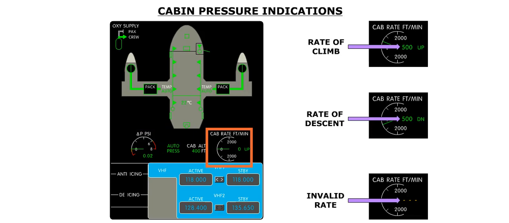The cabin rate of change is displayed in the dial on the right side. The rate of change is indicated by a needle against the dial, and in numerical format. Amber dashes indicate an invalid value.